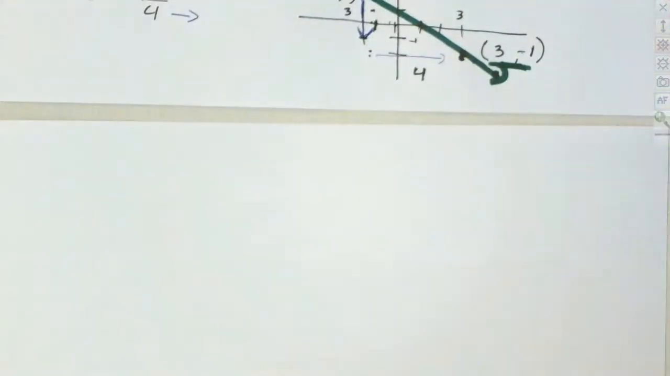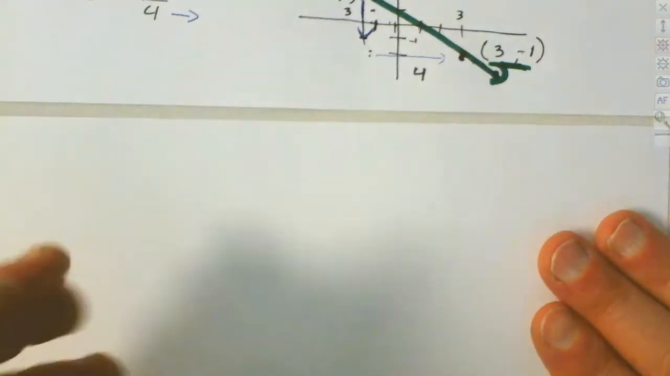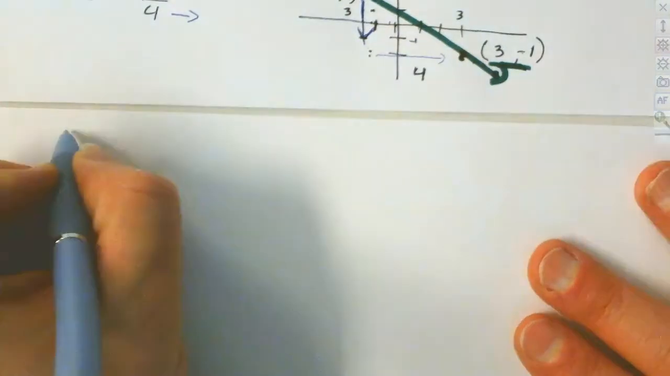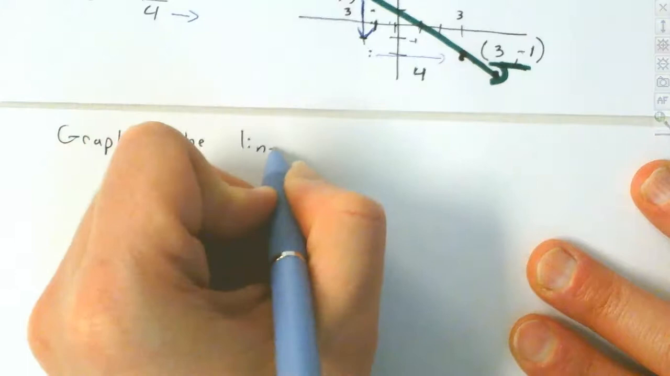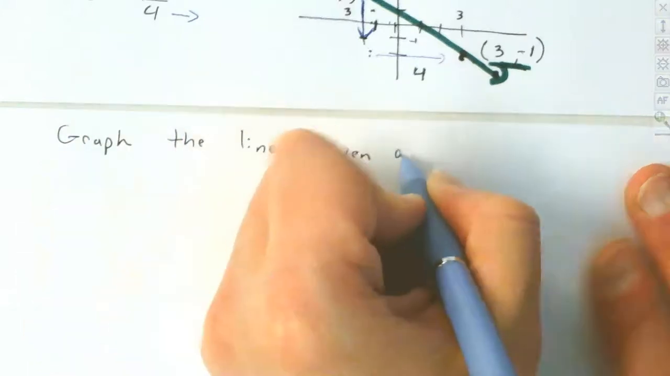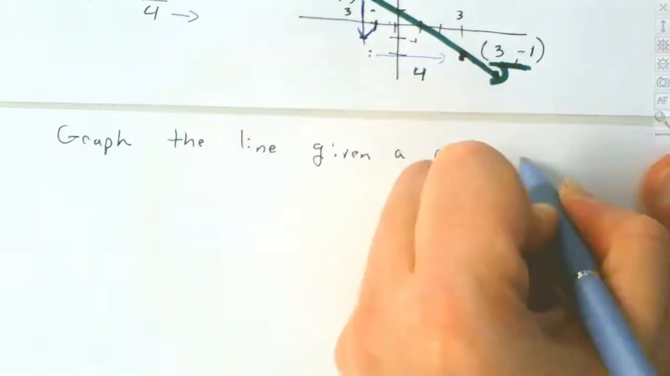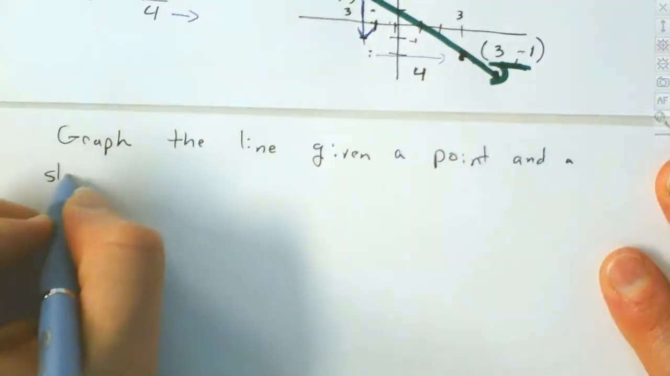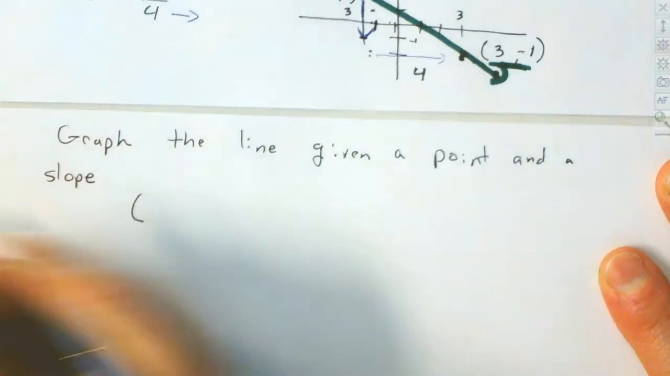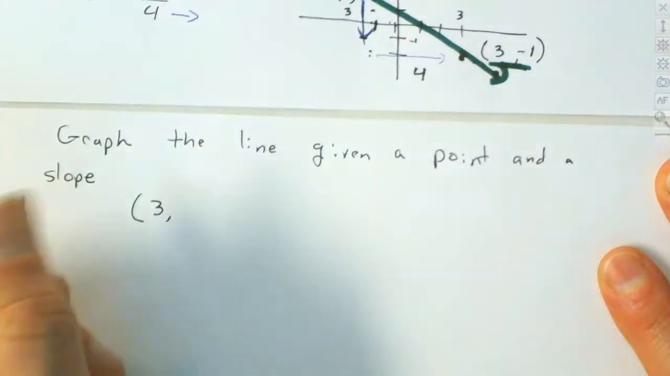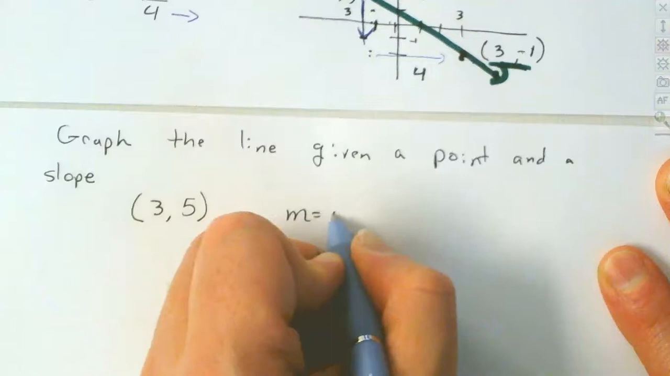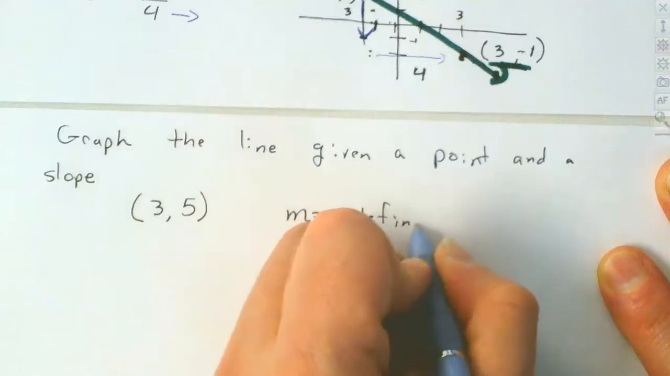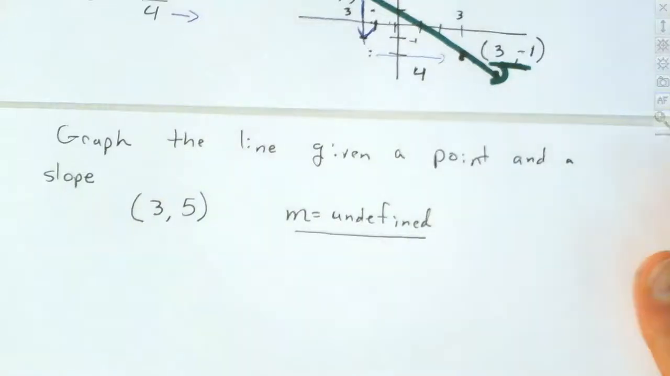Now let's look at something where I give you an undefined slope. So I'm going to give you a point, and you're going to graph a line when you give them the point and a slope. So let's say we've got 3, 5, and let me give you an undefined slope. Okay, so what would this look like?